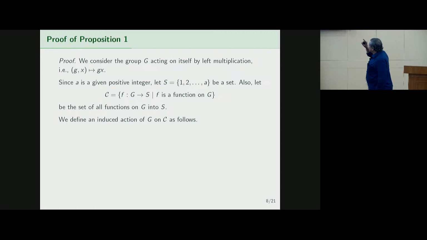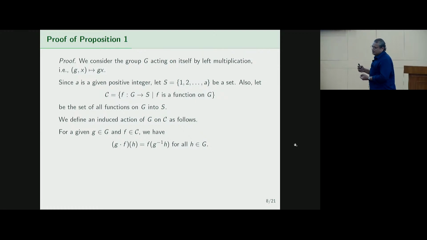Since we already have the action on G, we can induce the same action of G onto this set, which is usual. If we take one element g in G, we want to define an induced action on C, the set of all functions. So g dot f is a function, supposed to be a function from G to S. How do we define it? We define (g dot f)(h) = f(g inverse h). This is indeed an action, one can check it on this set C.